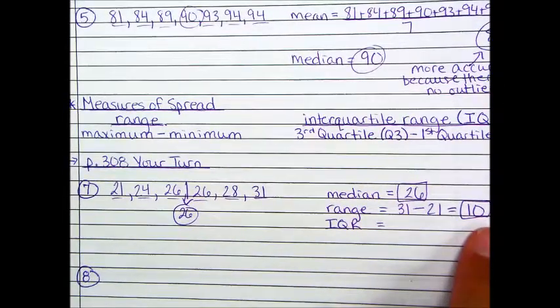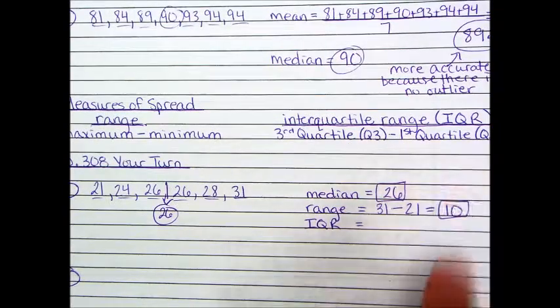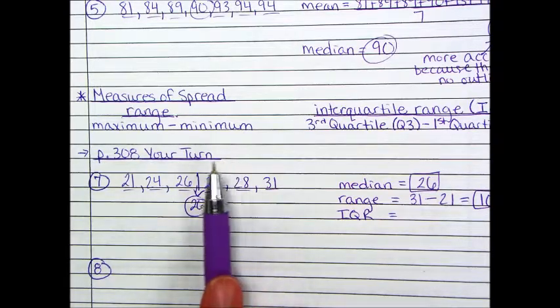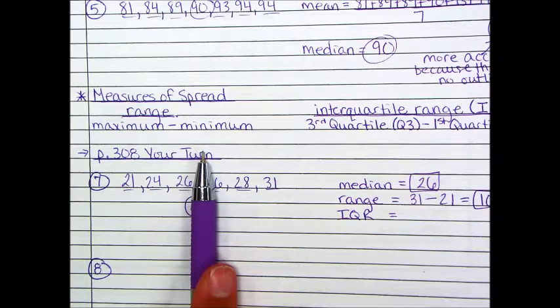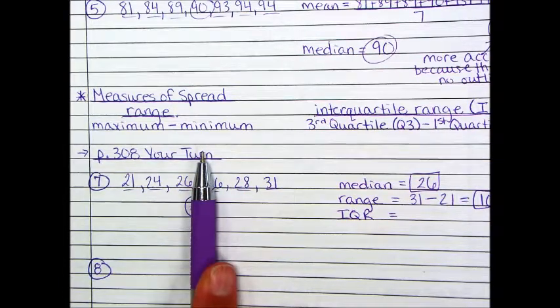All right, for IQR, we have to do Q3 minus Q1. So here's what we mean by quartiles. Quartiles means quarters, fourths, like 4 quarters in a basketball game. When you guys are looking at this, your median has already split your data into half. Here's the lower half, and here's the upper half. You need to split each half in half. That's how you get a quarter.